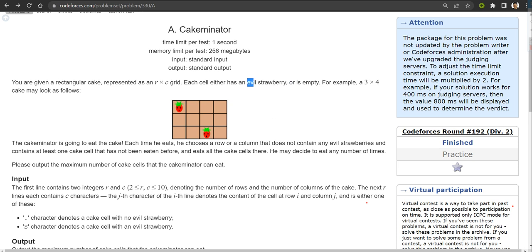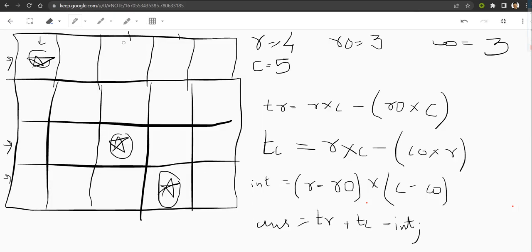And what you have to do is output the maximum number of cake cells which a person can eat. And the condition of eating is that when a person starts eating, either he can eat the whole row or the whole column, isn't it? Whole row or the whole column. You cannot eat half a row or half a column. You have to eat the complete row and the complete column. So the logic behind this is very simple.